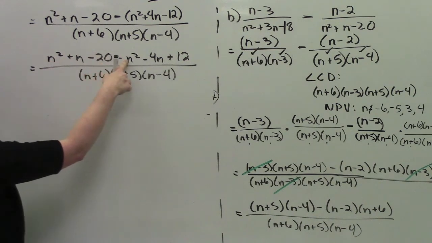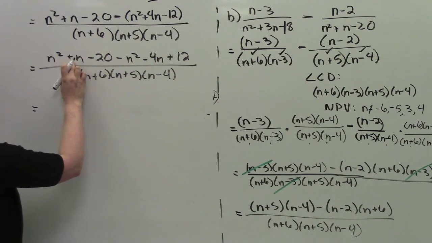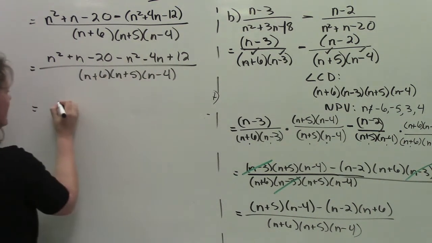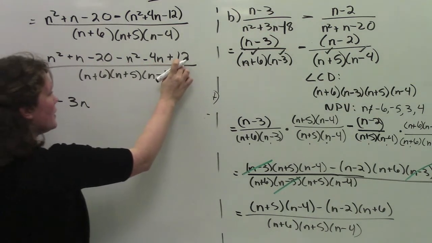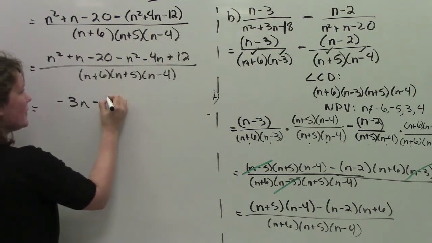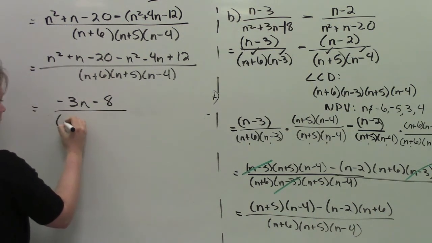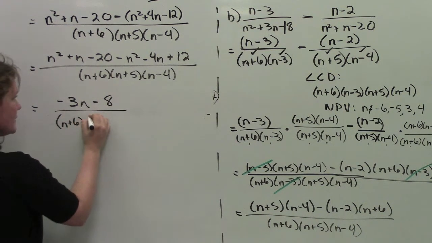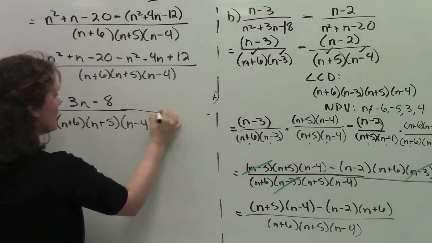n squared minus n squared is 0n squared, so that's good. n minus 4n is negative 3n. Negative 20 plus 12 is negative 8, all over n plus 6, n plus 5, and n minus 4.